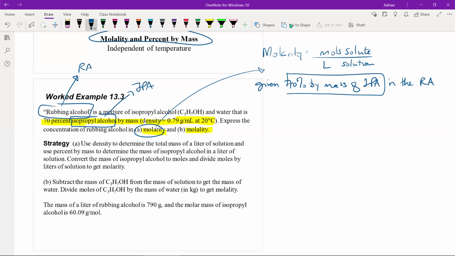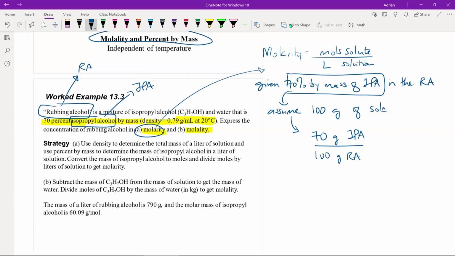And if you're not given an actual amount of this thing, the best thing to do is to assume you have 100 grams of it. That will make the calculation a lot easier of the solution in this case. So that would mean we would have 70 grams of IPA, isopropyl alcohol, in 100 grams of the rubbing alcohol solution, right?